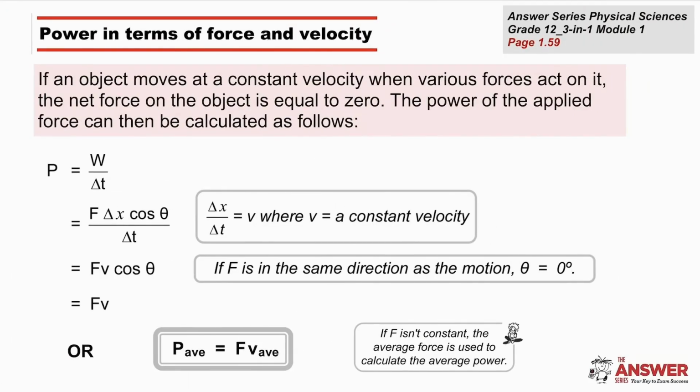Power can also be calculated in terms of the applied force and the velocity at which an object is traveling. This formula is derived from the power formula by substituting the work equation and then replacing this fraction delta x over delta t with the velocity. So power is equal to force times the average velocity.